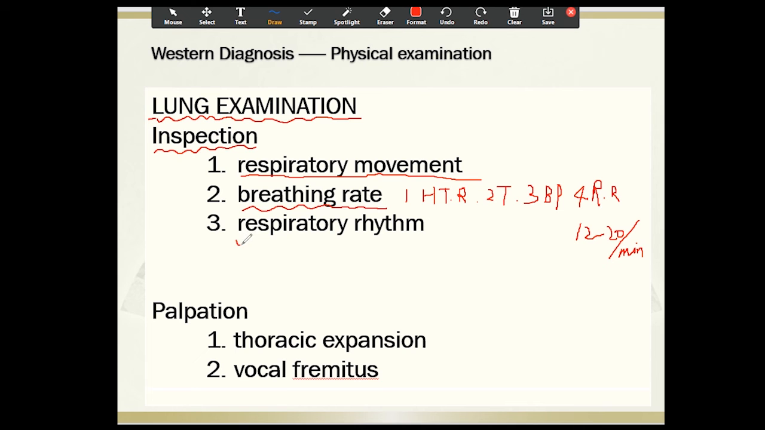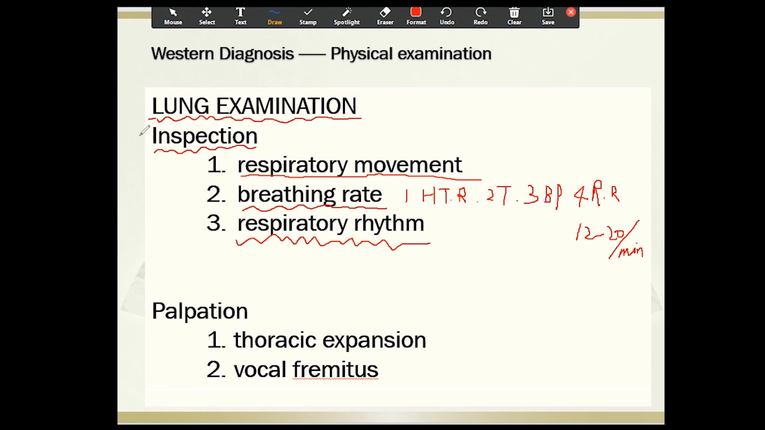And the respirations should be regular. It's not like sometimes faster, sometimes slower. So a regular rate is there. So that's from our inspections.